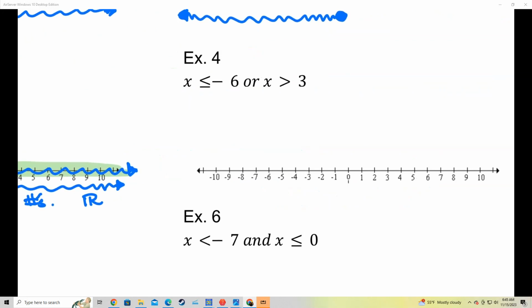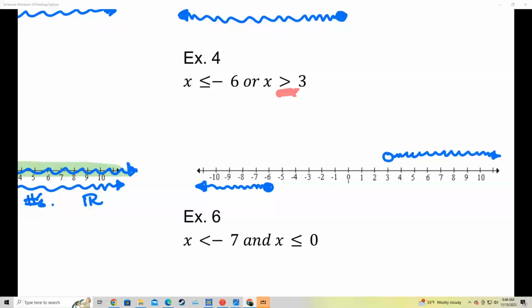Well, here's -6. I'm going to circle it. I'm going to shade it. And I want the numbers that are less than or equal to -6. So I want the numbers to the left. Or x is greater than 3. Here's 3. I'm going to circle it. I'm not going to shade it because there is no equal sign underneath that inequality right here. I'm missing that inequality equal sign. And my numbers go to the right.